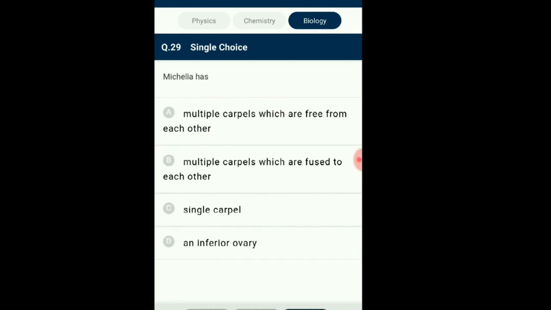Question number 29. Michelia champaca, generally called magnolia, has flowers with a superior ovary and a polycarpellary, apocarpous gynoecium. They have multiple carpels free from each other. Each ovary is unilocular and placentation is marginal. So the answer for this question is option A, multiple carpels which are free from each other.